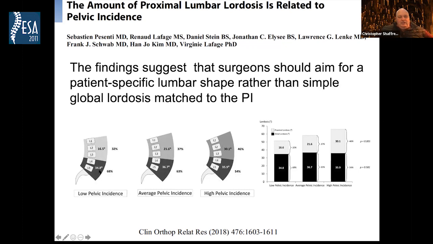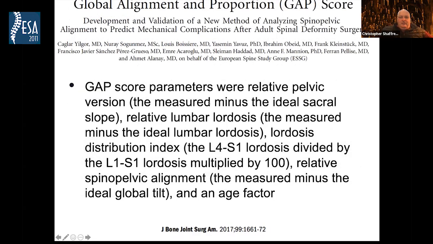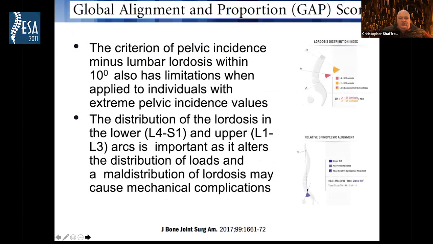And again, personalizing this has some real importance, as you're going to see in a minute, particularly as far as the best functional outcome, but also to reduce the risk of complications, mainly PJK. So this is the great work that was done by the ESSG for the GAP score, and it takes a number of different factors into consideration. It takes into consideration the lumbar lordosis distribution index, and how much of it is in the low lumbar versus the mid lumbar spine. It evaluates the relative spinopelvic alignment.